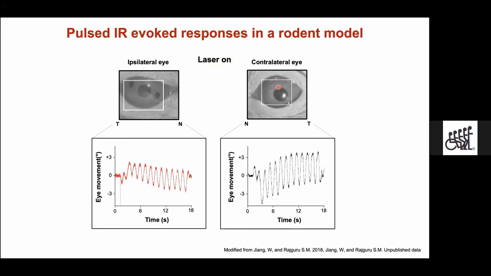The contralateral goes up and down, whereas the ipsilateral has this sort of rotation torsional movement that we can measure by placing fiducial markers, for example, on the eye, as well as by looking at the pupil and the corneal reflections. So we use eye movements as one of the physiological markers to tell us about how the infrared stimulation is working.